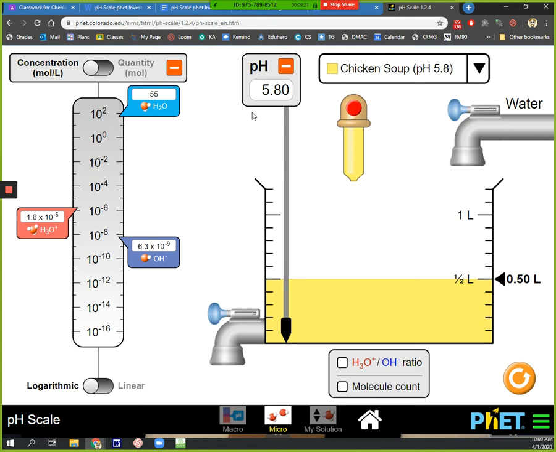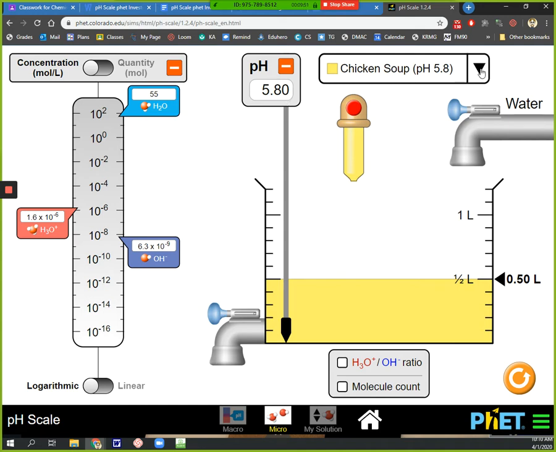And if you look here, we've got a pH meter. It's saying that we've got a pH of 5.8. And if you recall, acids fall between 0 and 7, so this is definitely in that range. It's closer to 7, which means that it's not a really, really strong acid, but it's definitely more acidic than water. It's maybe somewhere between 10 and 100 times more acidic than water is.